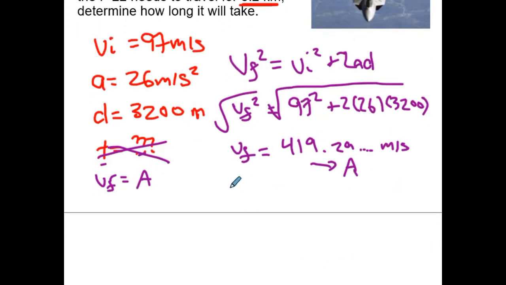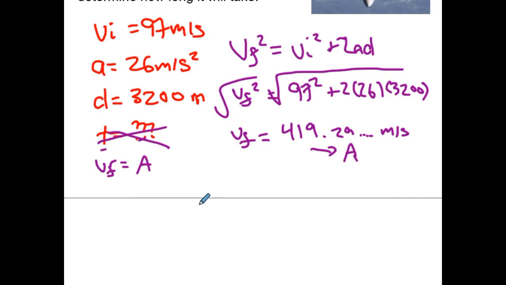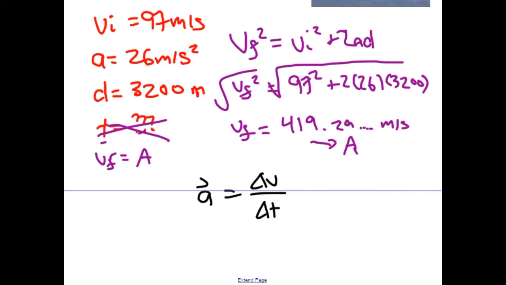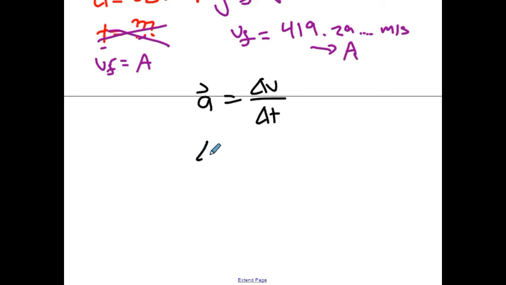Well, now that I know velocity final, I now know 4 of my 5 variables. Let's pick a different formula that involves time. For example, why don't we use the formula that looks something like this? Let's use the formula where it says your acceleration is equal to your change in velocity over your change in time. And I'm going to rearrange this one. I'll do the rearranging first.